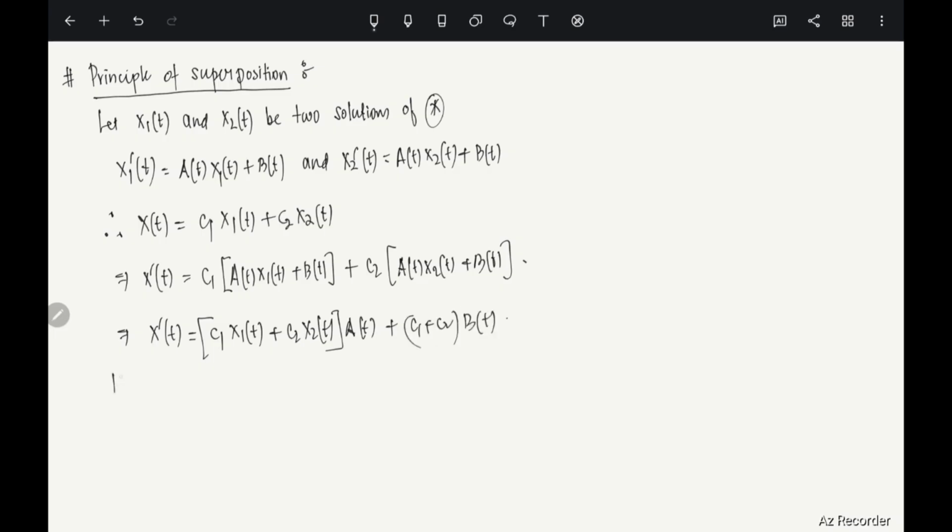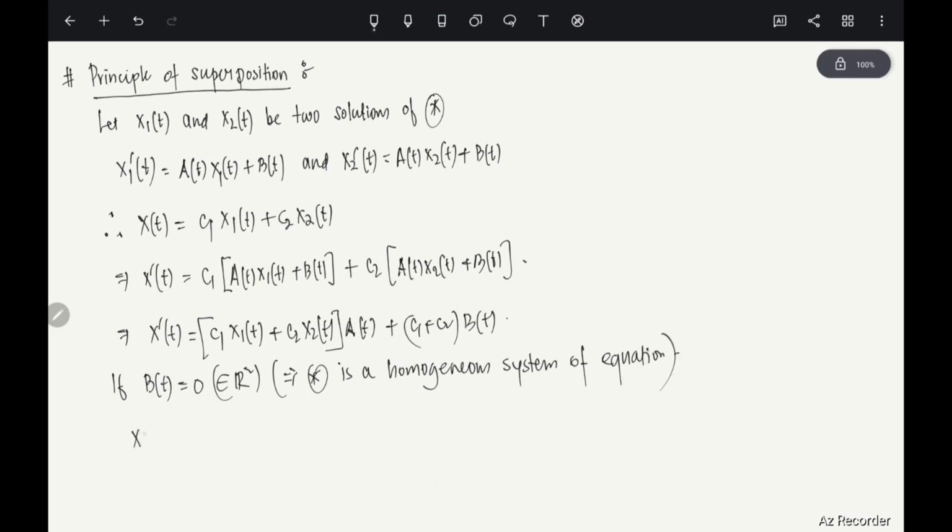Okay, so you see, if b(t) is the zero vector, 0 in R2, so basically I am assuming that there is no b(t), so it is a homogeneous system of equations. Then what does it say? You see, x(t) satisfies x'(t) equals a(t) times x(t), because c1 x1 plus c2 x2, I have defined it to be x(t). This is a definition.